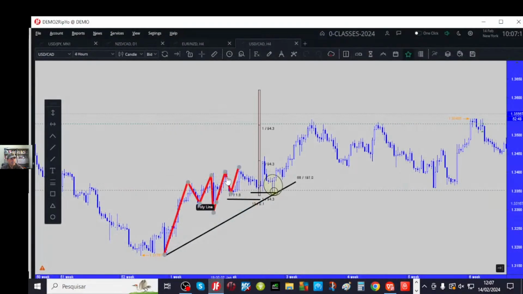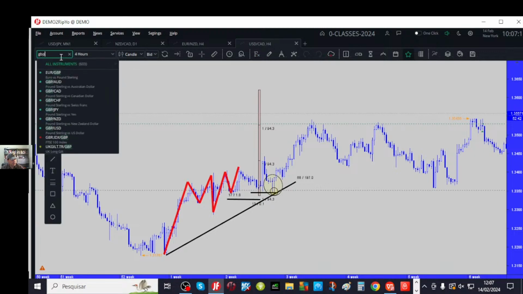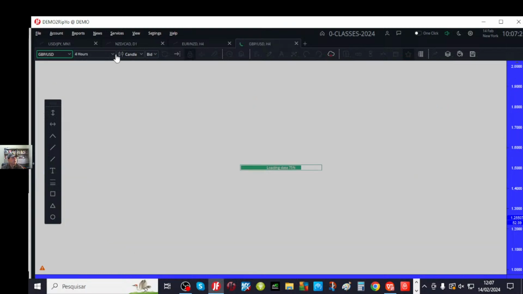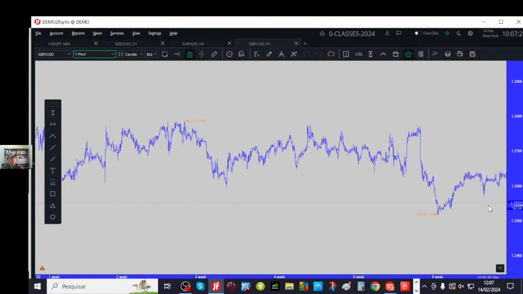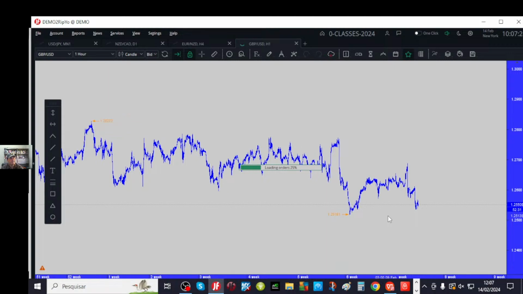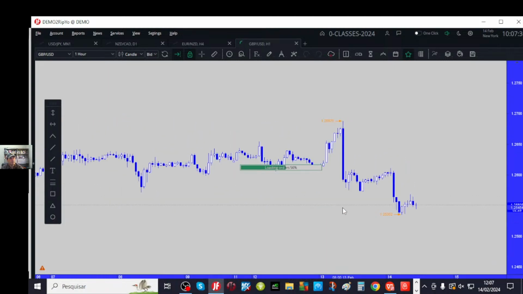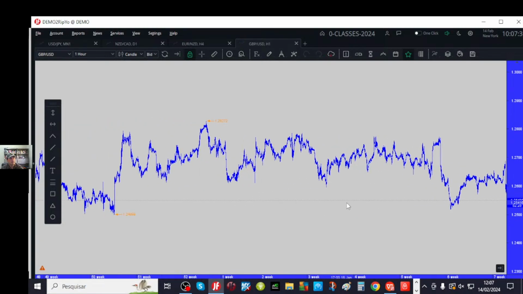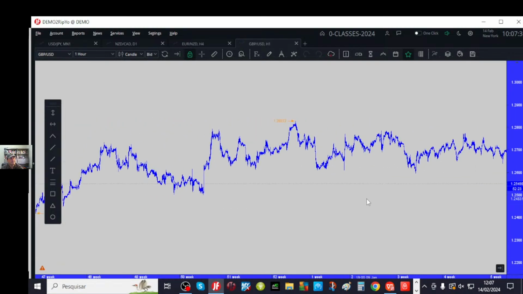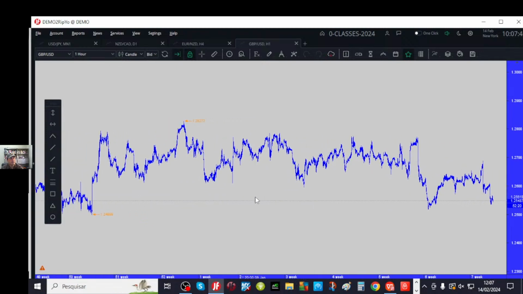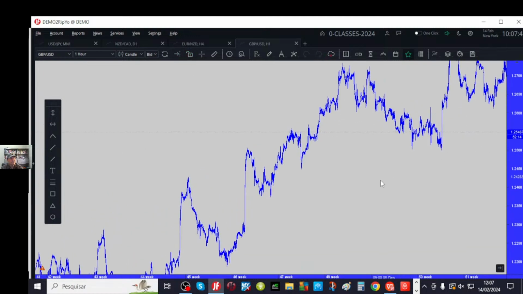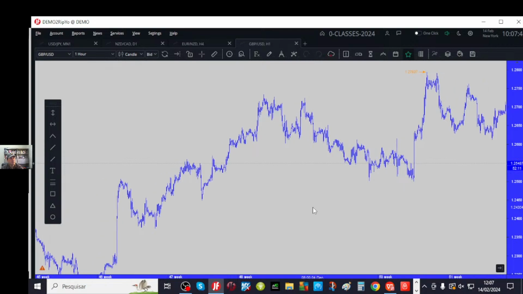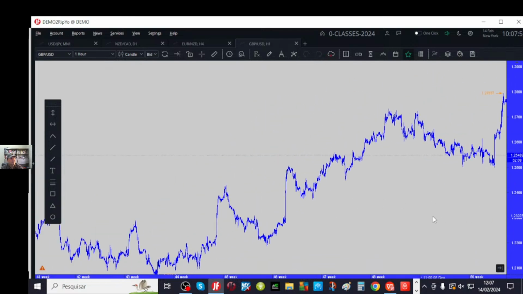GBP USD, Sandy, how are you? GBP USD 1 hour chart. Let's zoom out, not enough. Not enough. This was consolidation, right? Consolidation. But still, Sandy, is it okay for you if we are taking this? Alright.